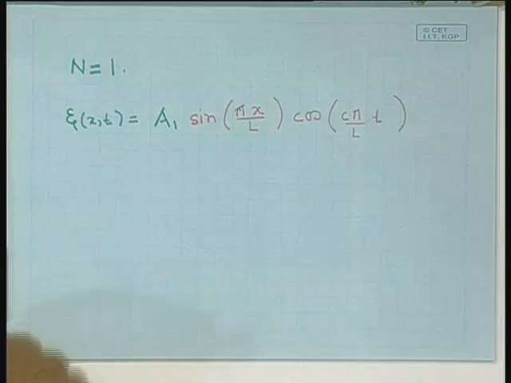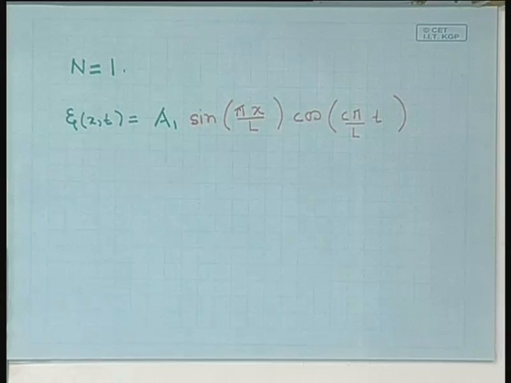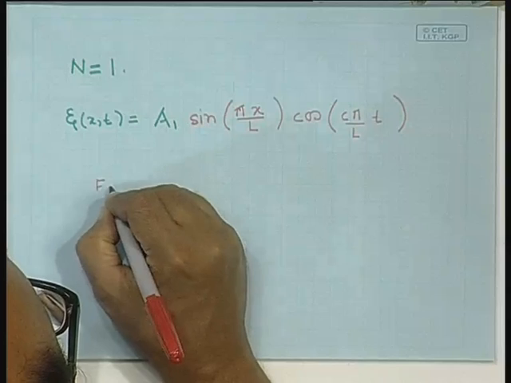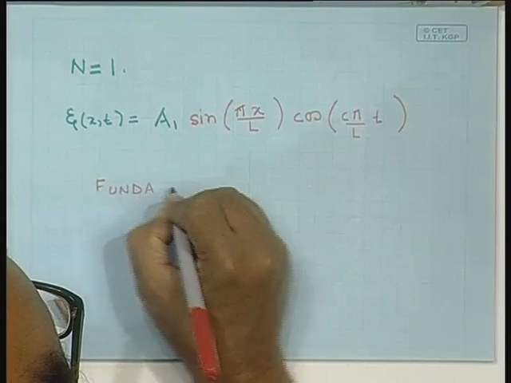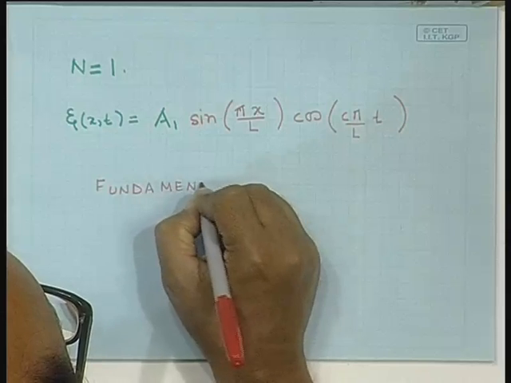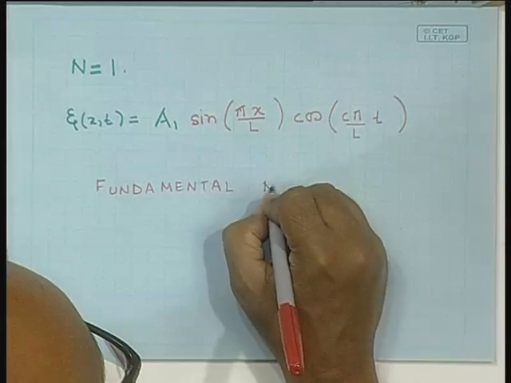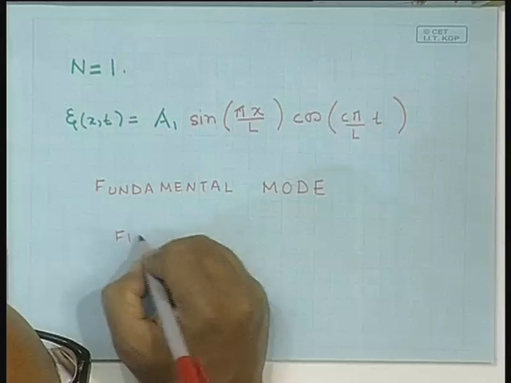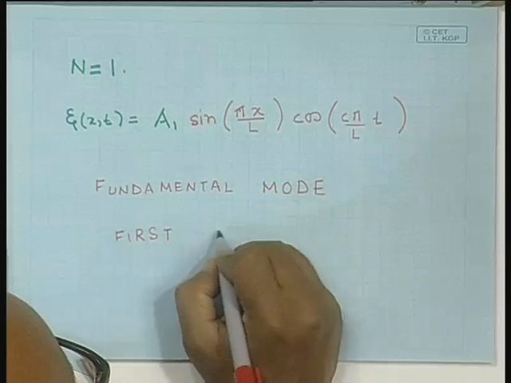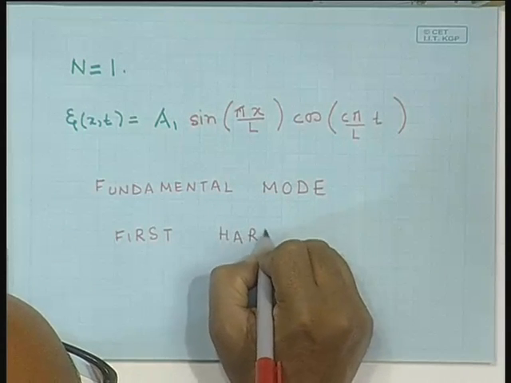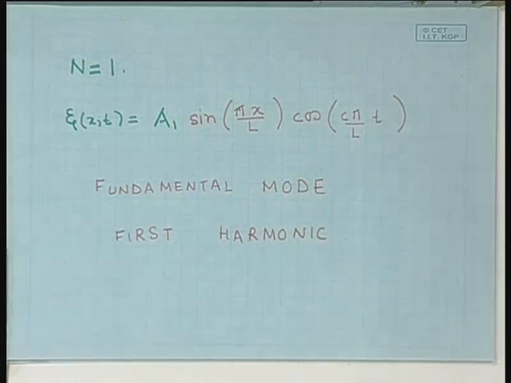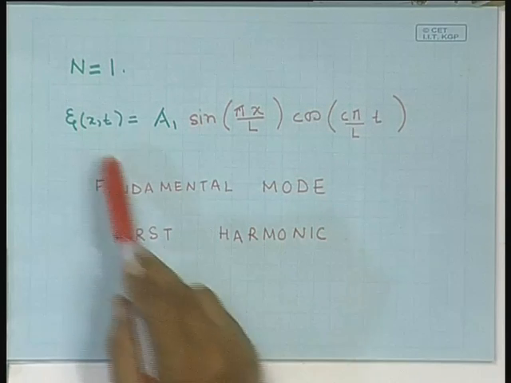So, this is the solution corresponding to n equal to 1. This solution is called the fundamental mode of vibration. It is also called the first harmonic of the vibration. What does this vibration look like?